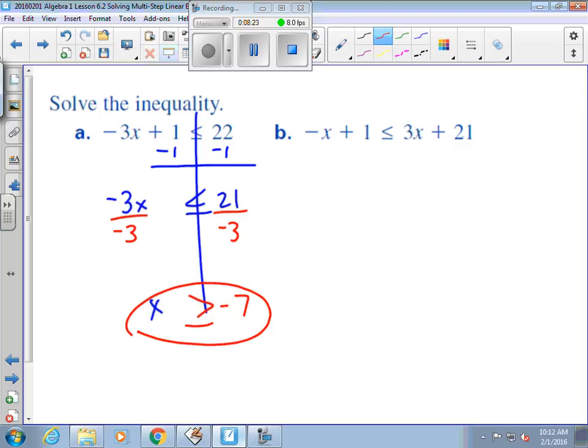Again, let's try this one right beside it. Take 30 seconds on this one. Negative x plus 1 is less than or equal to 3x plus 21.